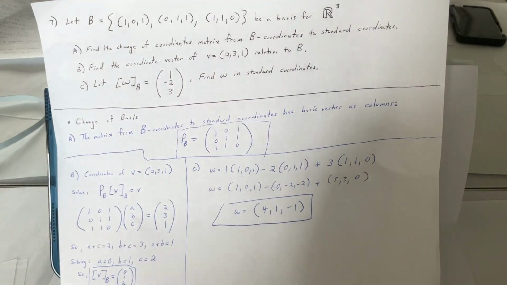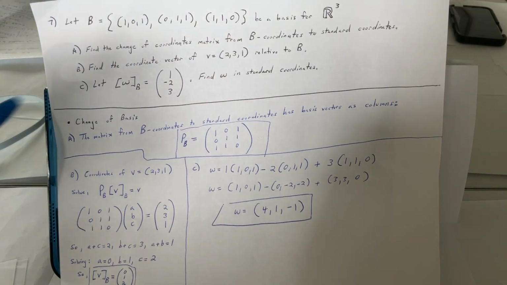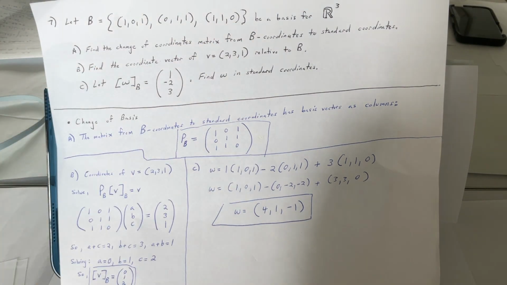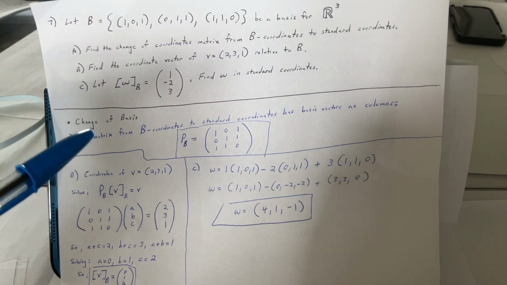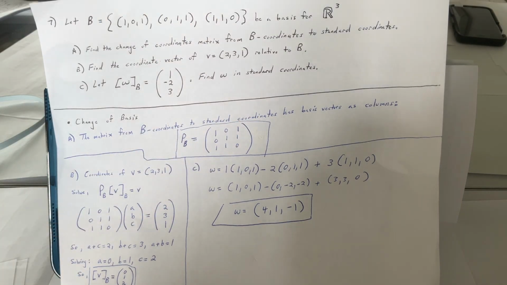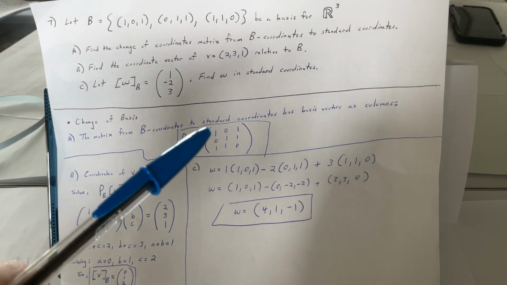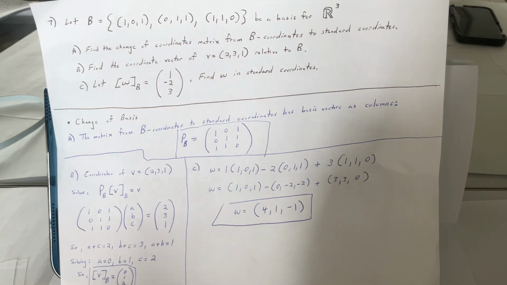Okay, so we let B equal the following: 1, 0, 1, 0, 1, 1, 1, 1, 0, be a basis for R3. Part A, find the change of coordinates matrix from B coordinates to standard coordinates. So a change of basis problem. The matrix from the B coordinates to standard coordinates has basis vectors as columns. So we just rewrite this as rows 1, 0, 1, 0, 1, 1, 1, 1, 0.